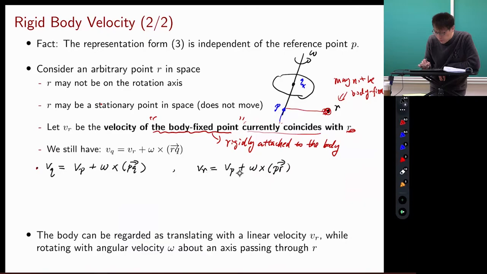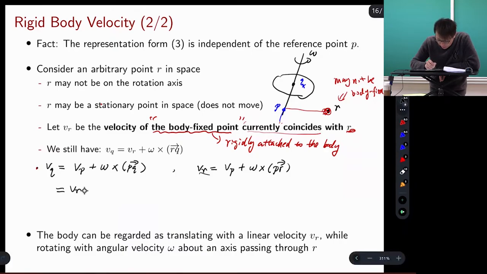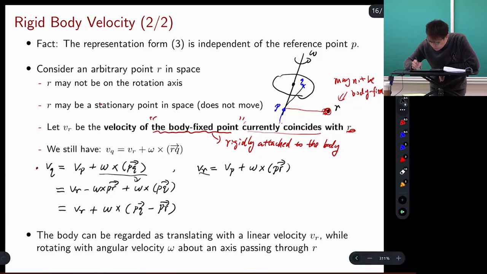We can use this P as reference to express all the rigid body points' velocity in this form. And then if I want to relate VR with VQ, we say VP is VR minus omega cross PR. Right? And then this term goes down here, that's plus omega cross PQ. That's VR, if I move this out, plus omega cross (PQ minus PR). What is it? PQ is this vector, minus PR, this vector, is RQ, right? So PQ minus PR is RQ, right?